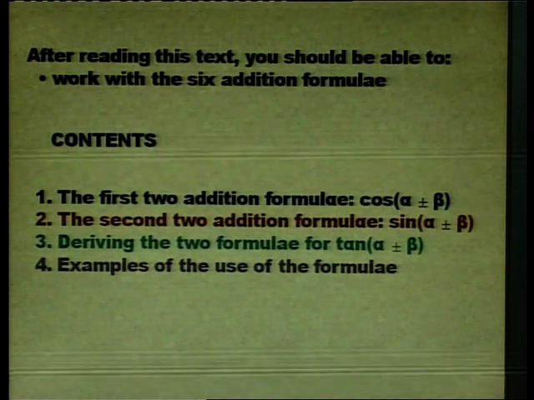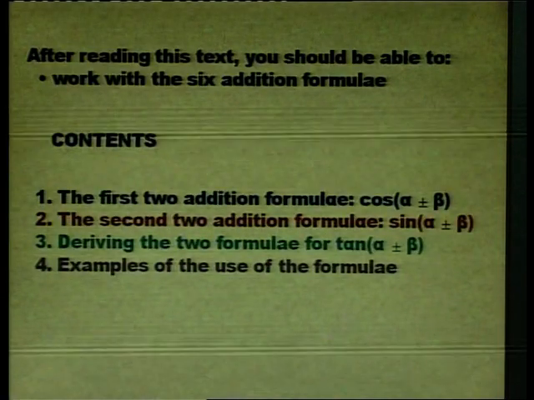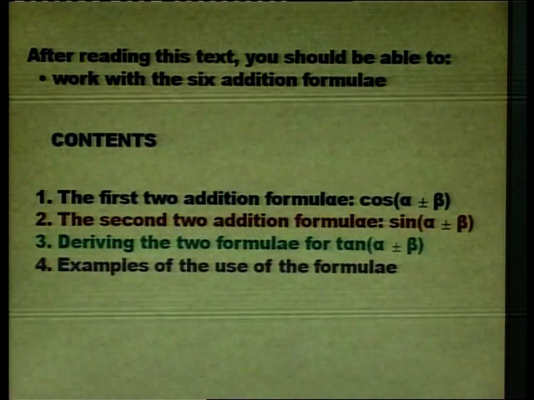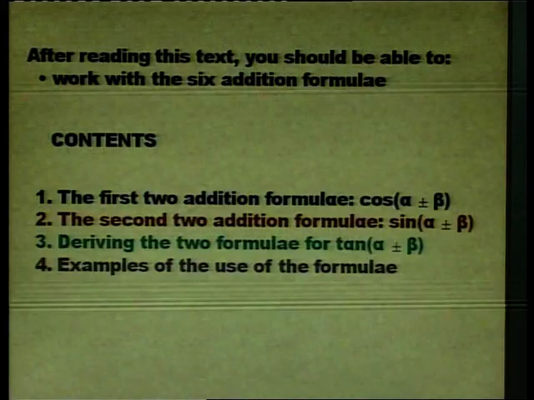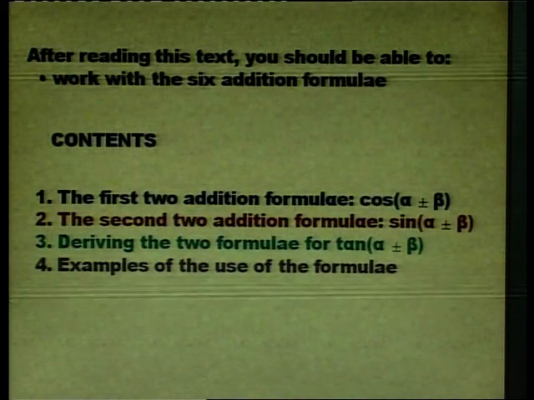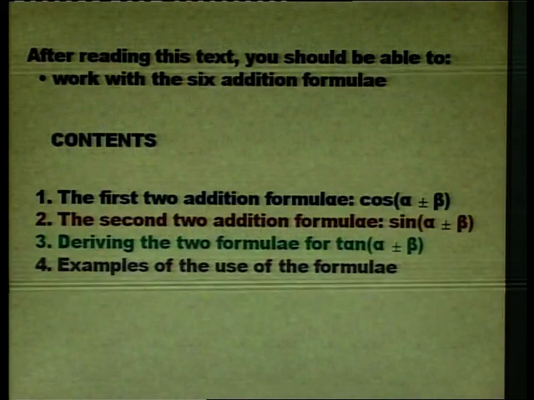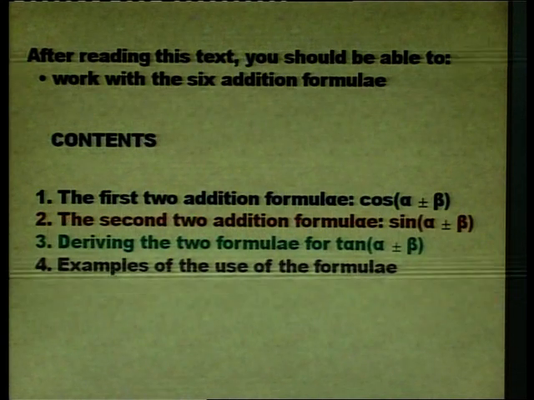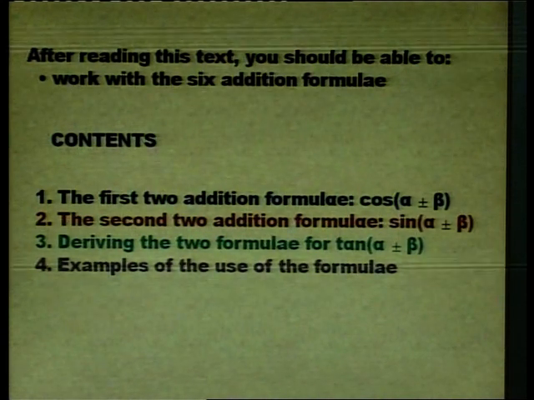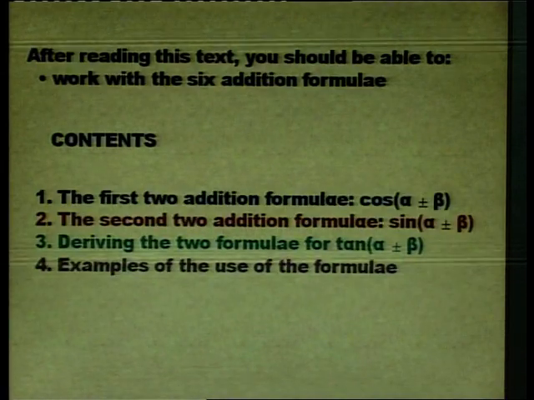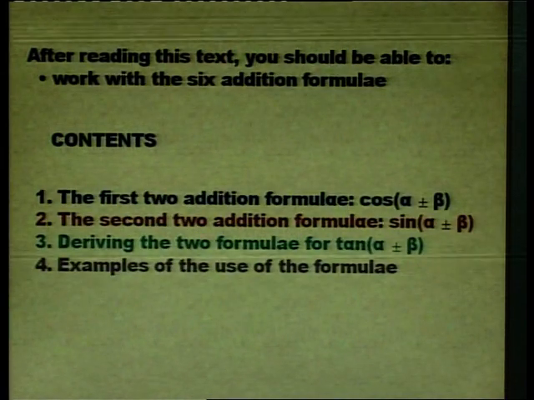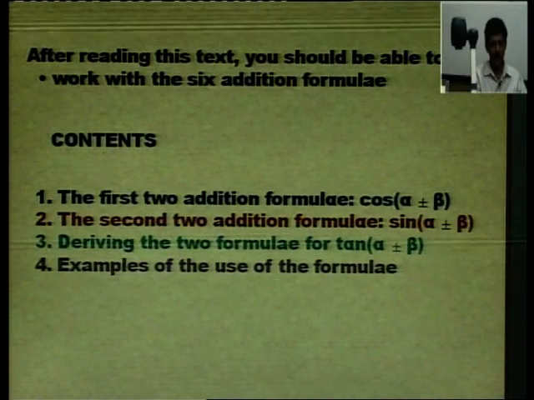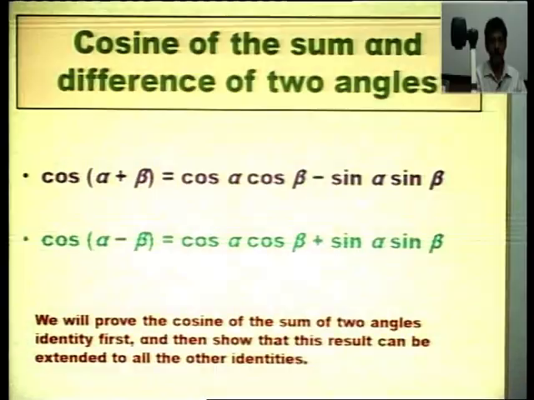The first 2 addition formulas, namely cos of alpha plus beta. At the same time we will discuss cos of alpha plus minus beta, that is the same thing, cos of alpha minus beta. And the second 2 addition formulas will be sin of alpha plus minus beta, and derivations of the 2 formulas for tan of alpha plus beta as well as tan of alpha minus beta, and finally we shall discuss some examples by using these 6 formulae.